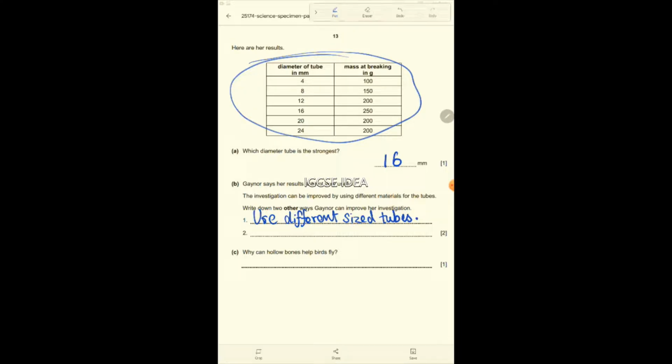And she can repeat the investigation. Why can hollow bones help birds to fly? As hollow bones are lesser weight.